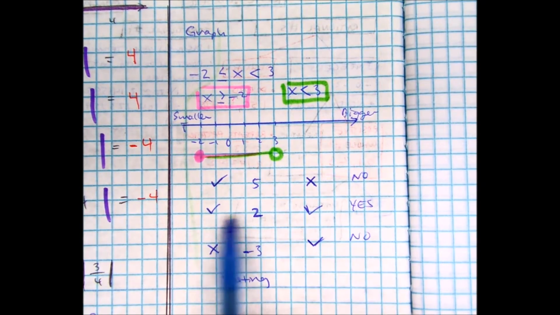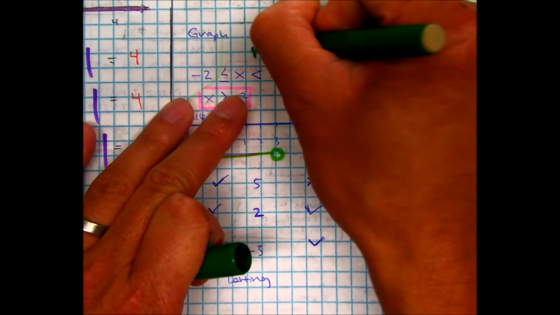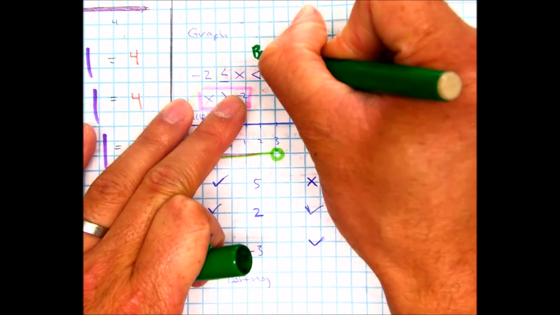How many check marks does this one have? 2. That means it's both. Or the word and.